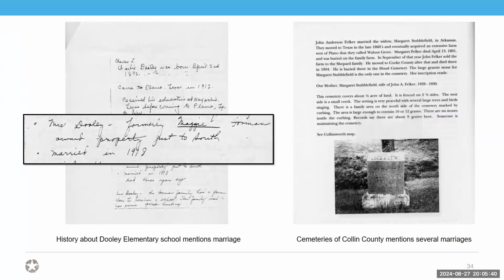So these are just some examples of places that you wouldn't necessarily think to look, but that have those sorts of pieces of information. This first one on the left is a history about Dooley Elementary here in Plano and mentions when he was married, 1918. I would not think that if I was looking at the history of Dooley Elementary, it would have that information, but it does. Same thing, the book Cemeteries of Collin County mentions several marriages throughout it, especially because the families are often buried all in the same place together. So it has some details about their marriage.